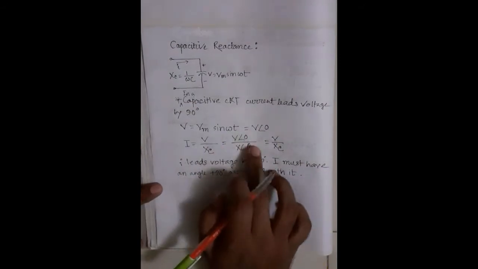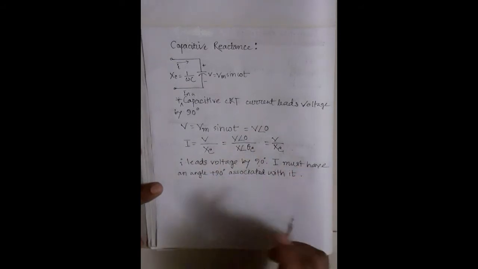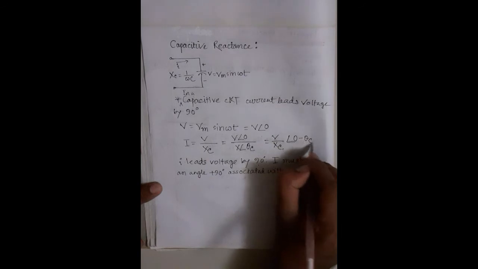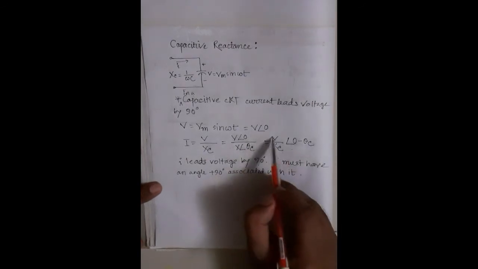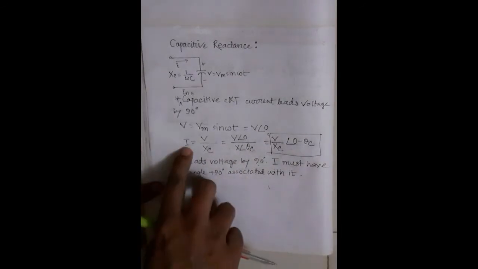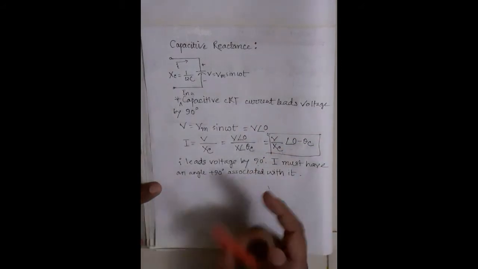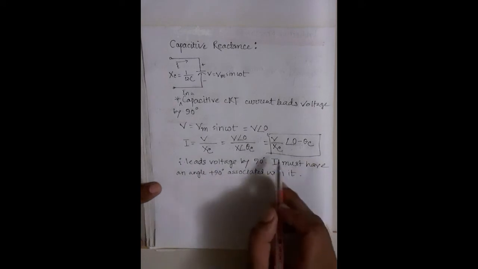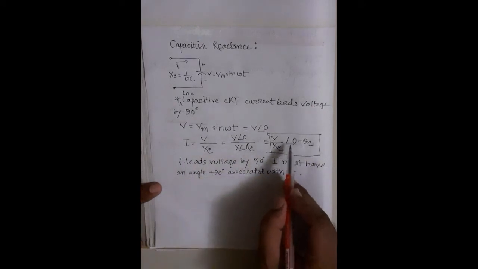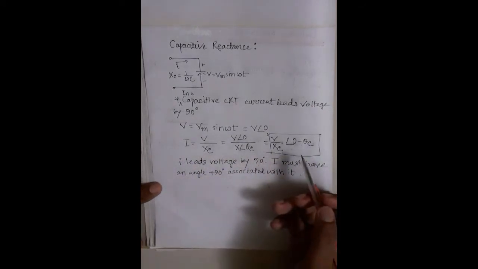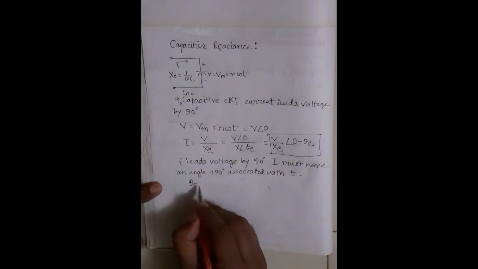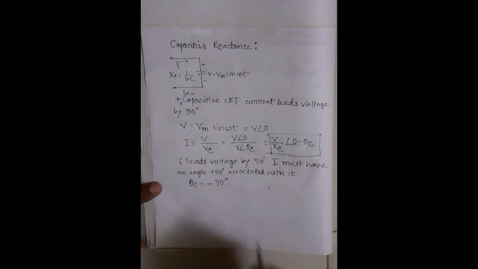But what about the phase angles? This is the important part. Here we will be having 0 minus theta of C, right? This is the final value of I after simplification. But we are saying that I is leading the voltage by 90 degrees. That actually means I should be holding a phase angle of plus 90 degrees. To have a phase angle of plus 90 degrees, we need to have a theta C value equal to minus 90 degrees, isn't it?